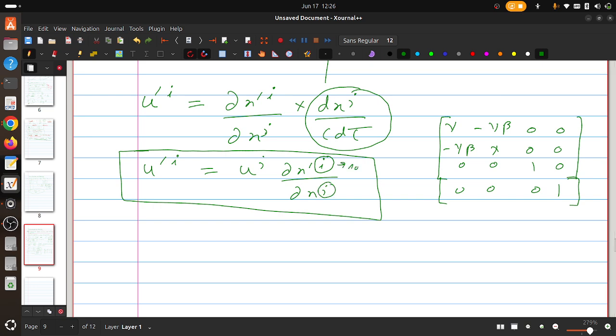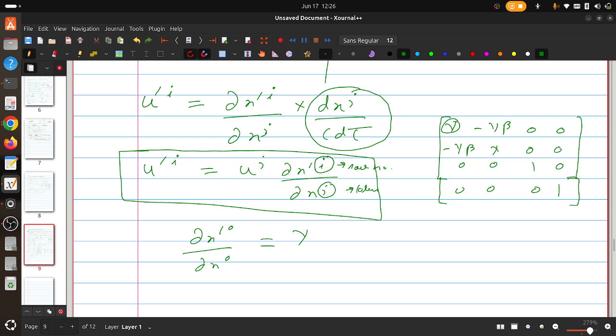So this one is the row number, and this one is the column number. So it's a row number and a column number. For example, you can write dx prime 0 upon dou x 0. It will be just the first element, gamma, and you can check that. You don't have to assume anything.